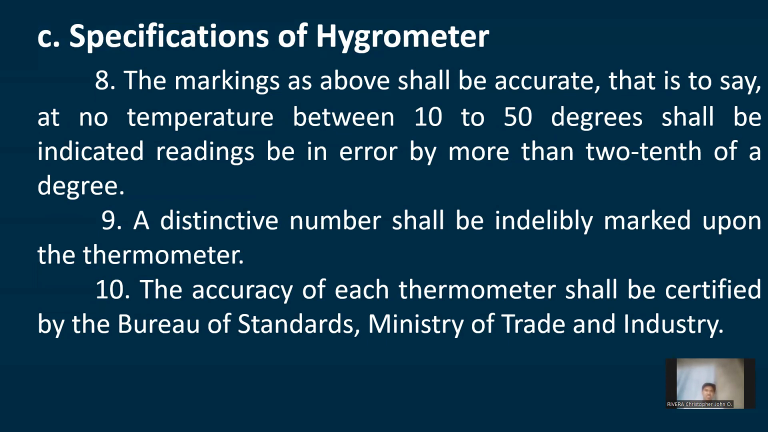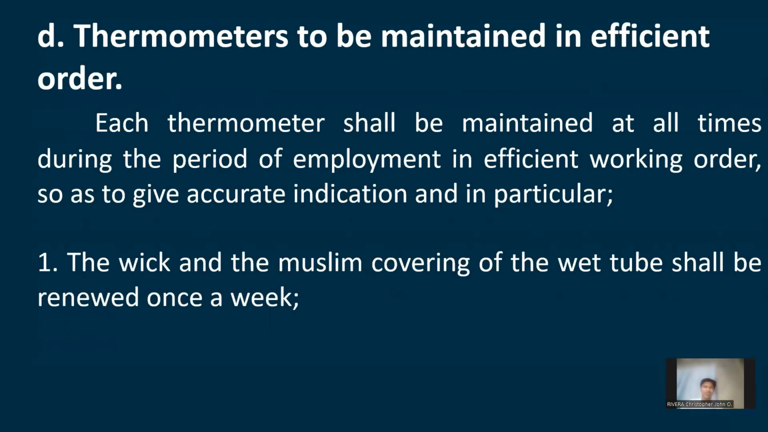A distinctive number shall be indelibly marked upon the thermometer. The accuracy of each thermometer shall be certified by the Bureau of Standards, Ministry of Trade and Industry. So D, thermometers to be maintained in efficient order. Each thermometer shall be maintained at all times during the period of employment in efficient working order so as to give accurate indication and in particular.